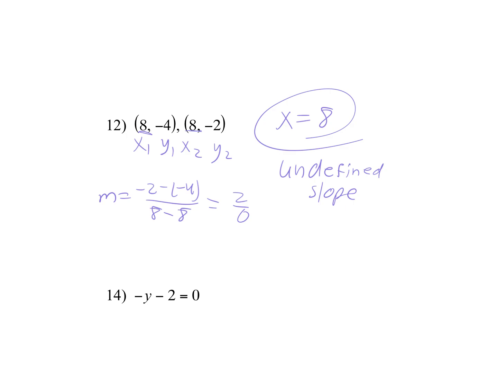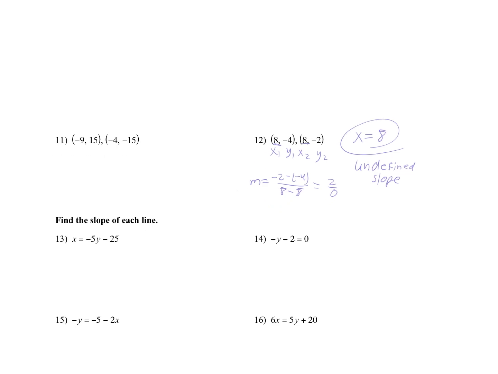Now, if it was a horizontal line, then the y values would have repeated, and then you would just look at the value for y that repeats, and then it would be y equals that number. All right, good.